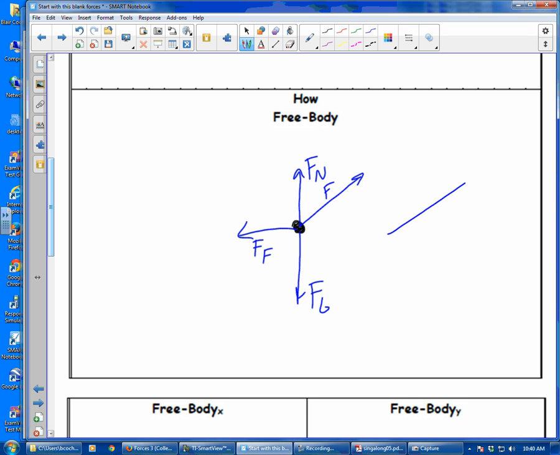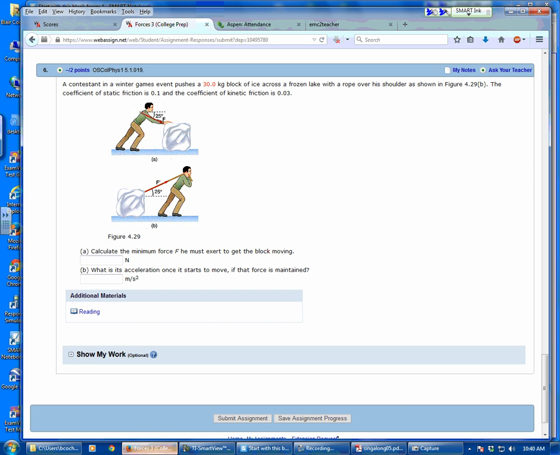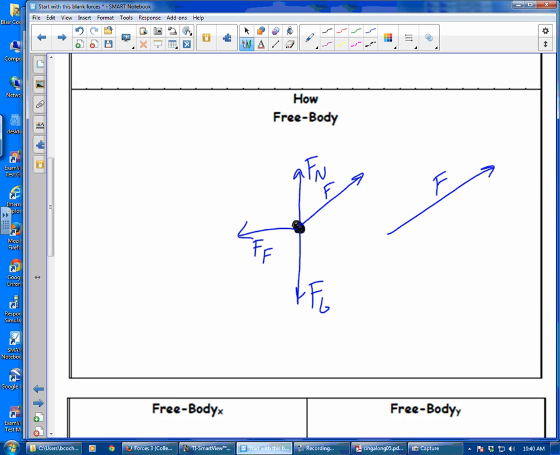And then I need to do my component drawing over here. They tell me that's an angle of 25. This angle is 25 degrees. And so what I need to do is my horizontal and my vertical. My vertical would be F sine 25 degrees. My horizontal would be F cosine 25 degrees.